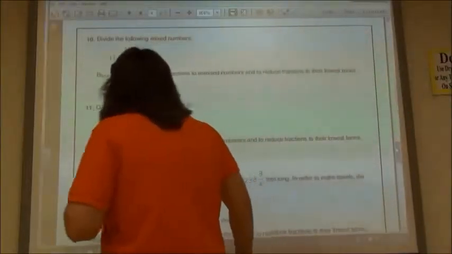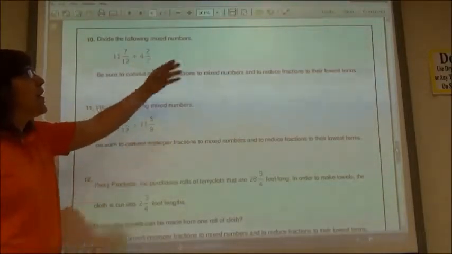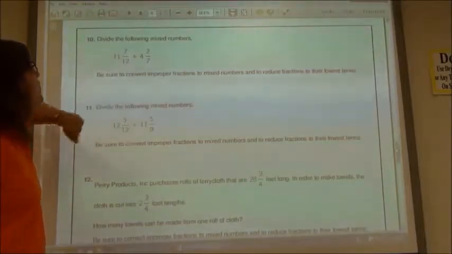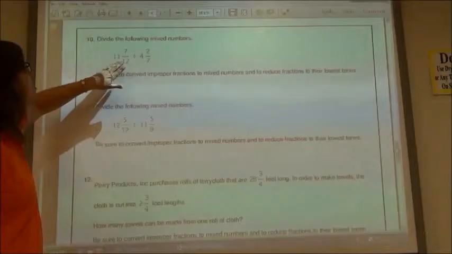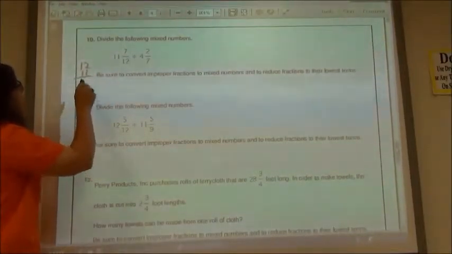10, 11, and 12. Divide the following mixed numbers. Be sure to convert them to improper fractions, and then we're going to change our improper fractions back to mixed numbers at the end. So in this case, I have to convert 11 and 7/12 into an improper fraction. I'm going to start by taking 12 times 11. I don't know that in my head, so I've got to multiply it out.